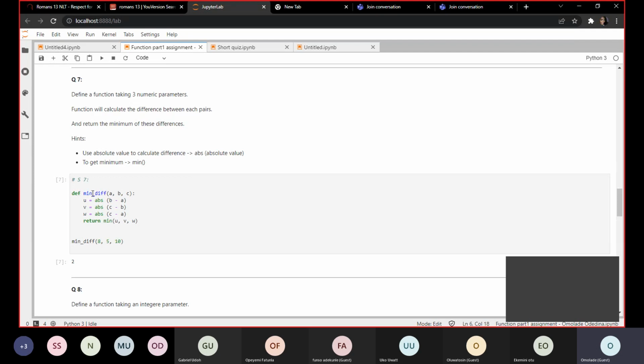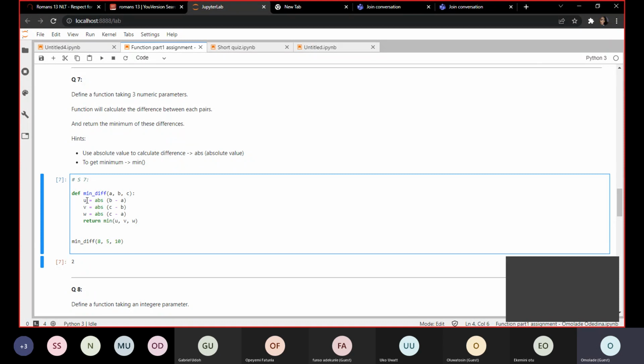So minimum difference. Even without going through the code, we have an idea that we are looking for something like a minimum difference. We don't really know of what exactly, but we know that it has to do with min and difference, right? So now we put in our parameters A, B, C, because we are taking in how many parameters? 3 parameters. So what I did, I gave a variable name for the absolute value of B and A. Then I gave another name V for the absolute value of C minus B.